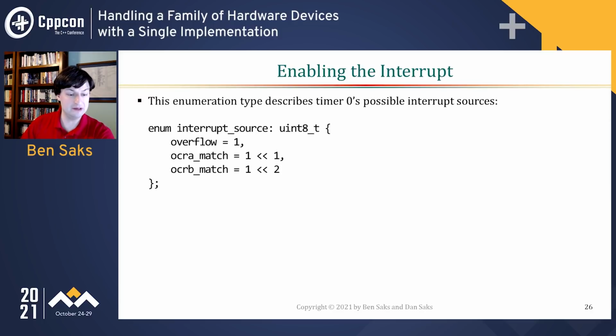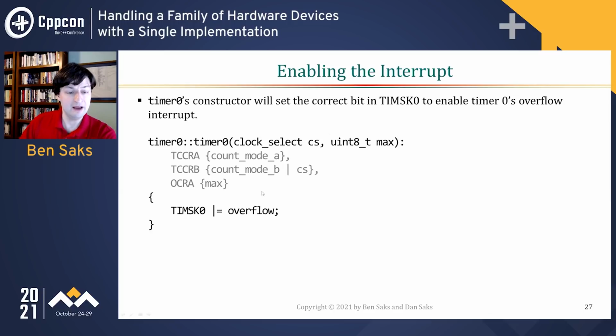Going along with that, the bits in that register represent the different interrupt sources that the timer can trigger, can report. The one that we're interested in here in this case is the overflow interrupt, but there are others we could use. And what we will do is timer 0's constructor, among other things, will be responsible for setting the correct bit in the interrupt mask register so that timer 0's overflow interrupt is actually enabled, and the timer will actually do something when it overflows.